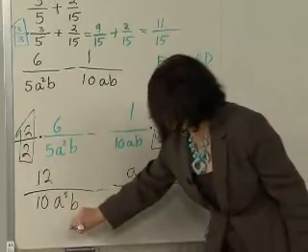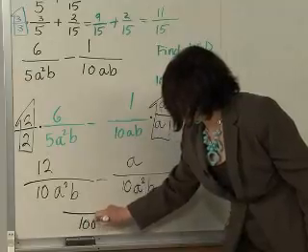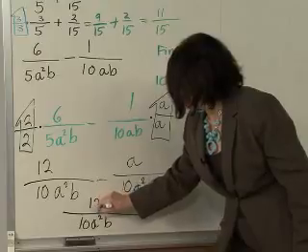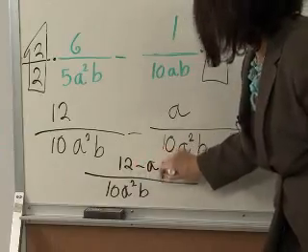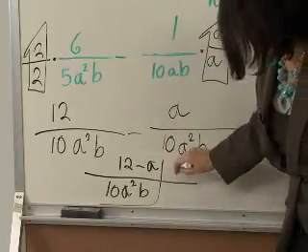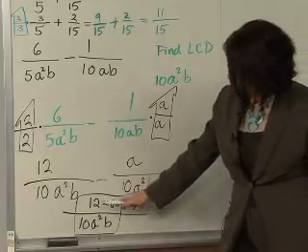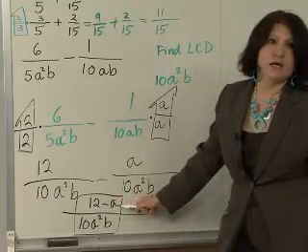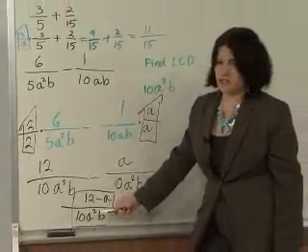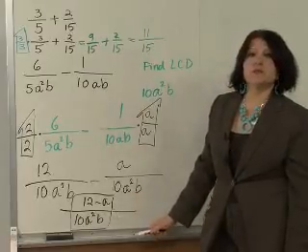So now I'm ready to subtract. My common denominator is 10a squared b. And then 12 minus a would be the numerator. And if you look at 12 minus a, you can't really factor it. And you can't reduce unless you have it factored with whatever is on the bottom. So that would be your final reduced answer.